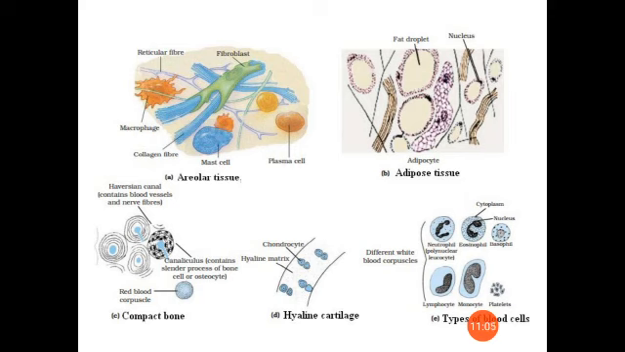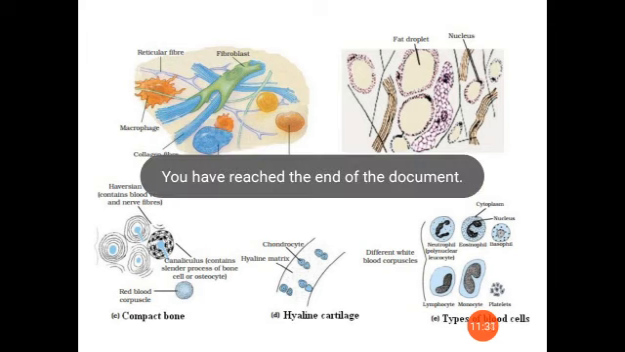Then areolar means what? Here the matrix is semi-solid. Understood now? For example, we studied areolar connective tissue. Then we studied about the ligaments and tendons. Ligaments, what do they do? They connect bones to bones, and tendons connect muscles to bones. So I hope everyone understood.